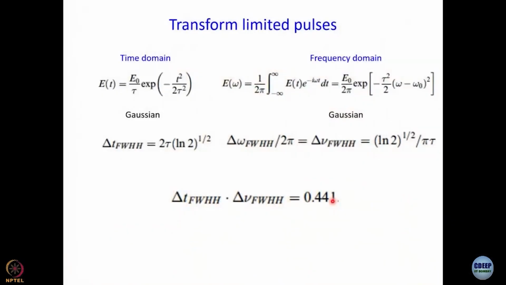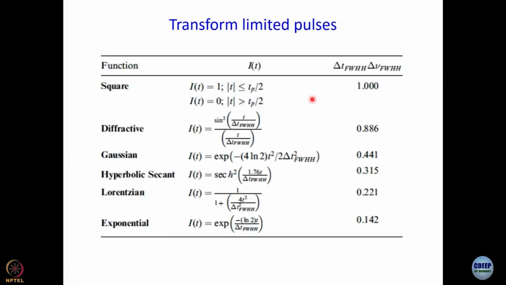This number 0.441 that we got, why did we get 0.441 and not 0.8? Because we worked with Gaussian function. Okay? So, similarly, this has been worked out for other pulses as well, and these are the numbers. Forget about this for now. For a square pulse, the product has to be 1. For a diffractive pulse, 0.886. Gaussian we have discussed already.